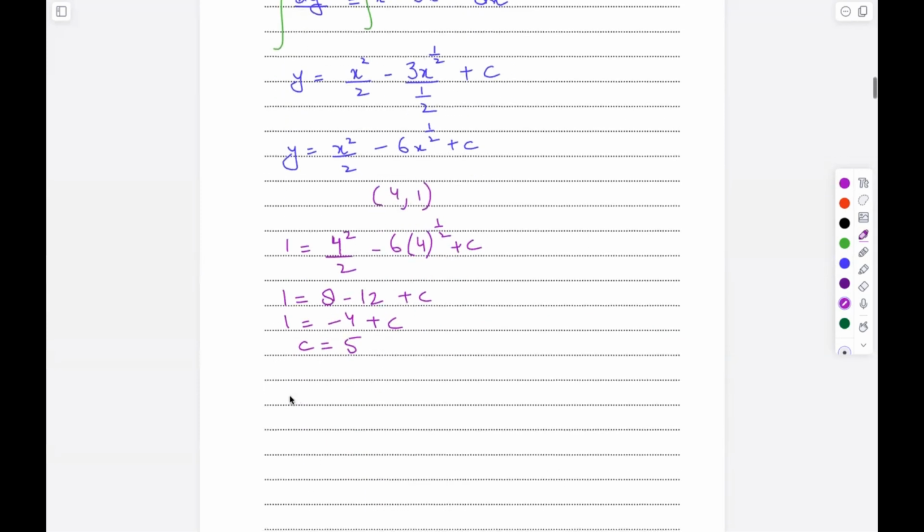Once we have the value of c, we can write the final equation as y equals x squared upon 2 minus 6x to the power half plus 5.